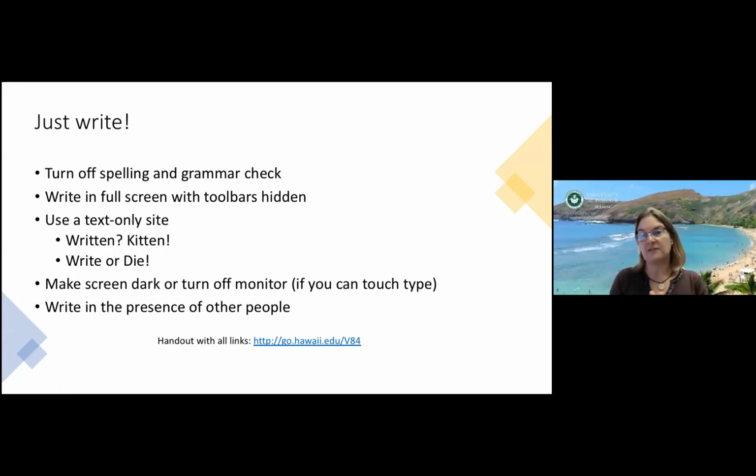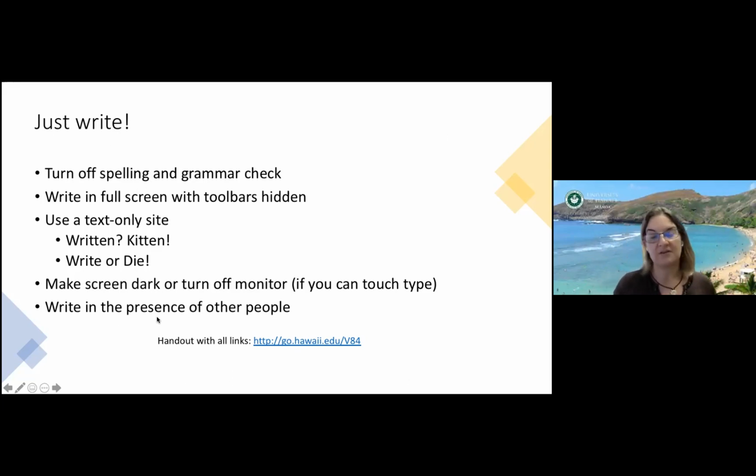So turning off the spelling and grammar check, hiding those editing toolbars, potentially using a text-only site. So Written Kitten and Write or Die are both very different kinds of rewards or threats, but they're both text box only. So you write in the text box and then there's nothing besides just the text. No editing, no formatting, no bullet points, none of that. But it allows for just generating text, which is often a really important thing for grad students. Other options, if you can touch type, are turning off the monitor or darkening the screen.